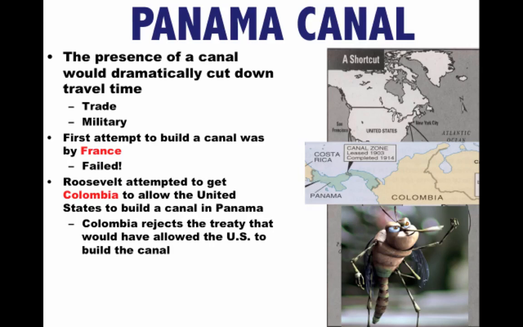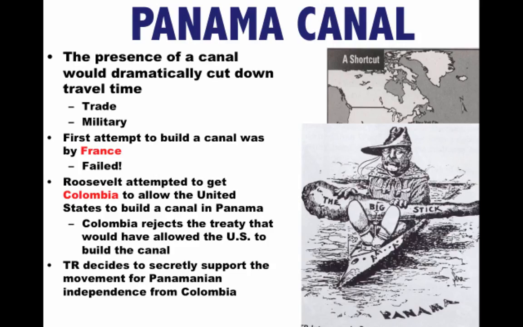And ultimately, Colombia rejects the treaty that would have allowed the U.S. to build the canal, and Roosevelt decides to take matters into his own hands. What he ends up doing is he decides to secretly support the movement for Panamanian independence from Colombia. So the U.S. would secretly back Panama's independence, and of course, the revolution takes place. Panama is free, and shortly after that, the United States and Panama sign a treaty which gives the U.S. the rights to build the canal.